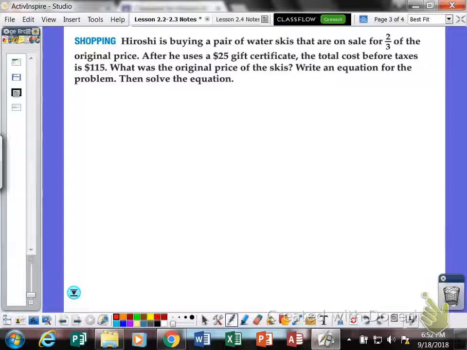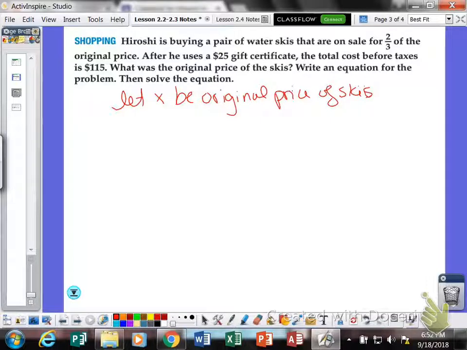Okay, so again, kind of the same thing. Hiroshi is buying a pair of water skis that are 2/3 of the original price. Okay, so we're gonna let x be the original price of the skis. Spell that right? No, one S or one I. Okay, so they're 2/3 of the original price. He's going to use a $25 gift card. That total is $115. So what do I want to do?